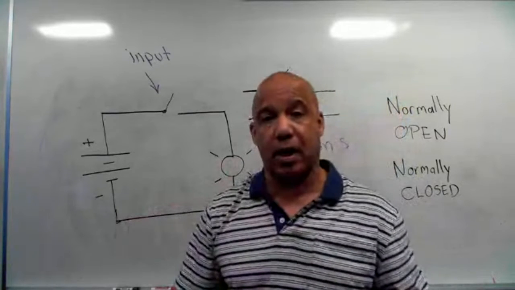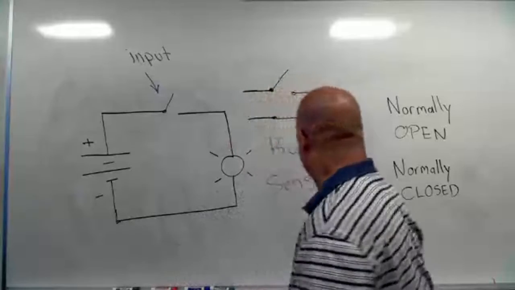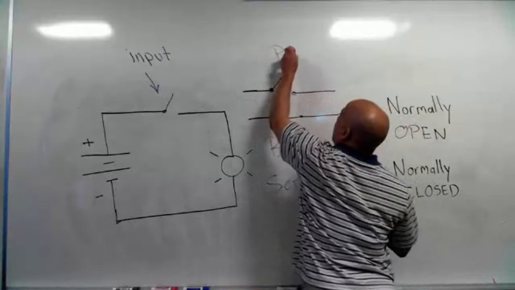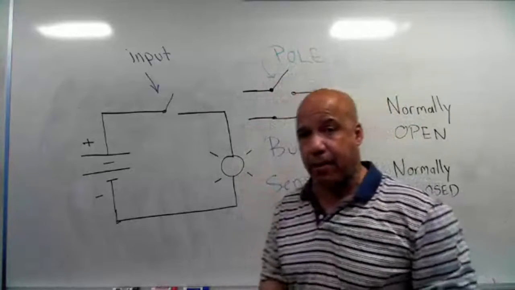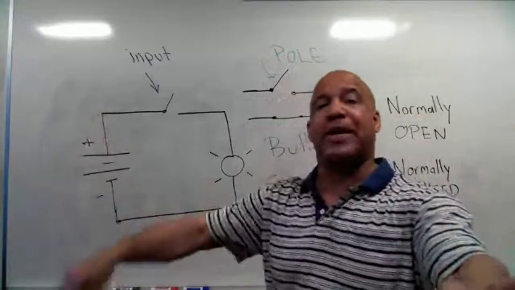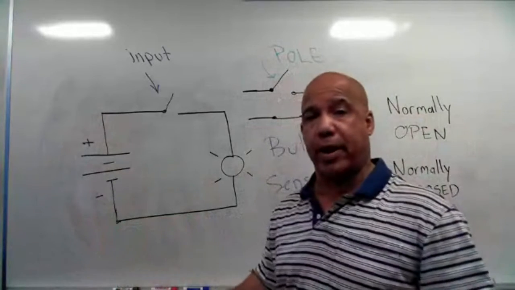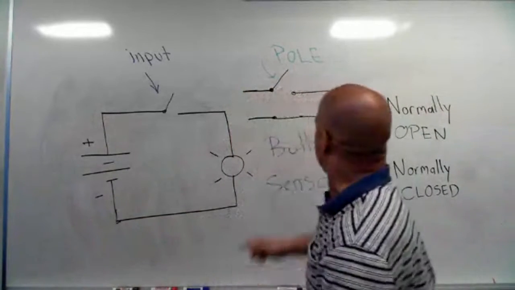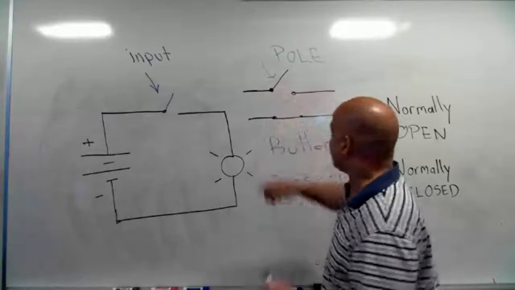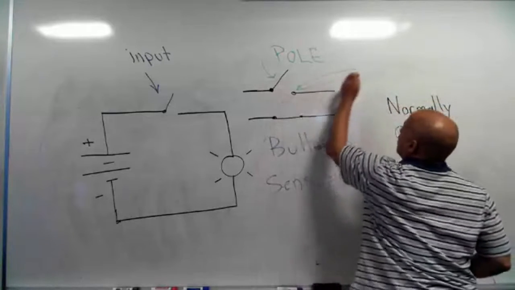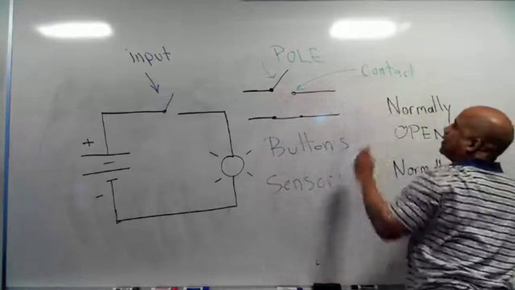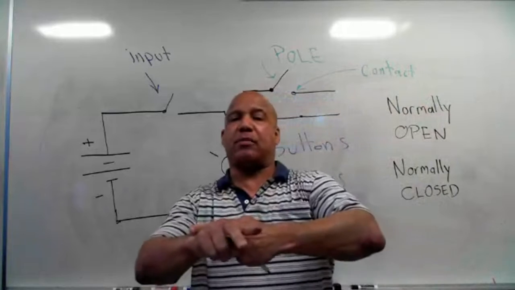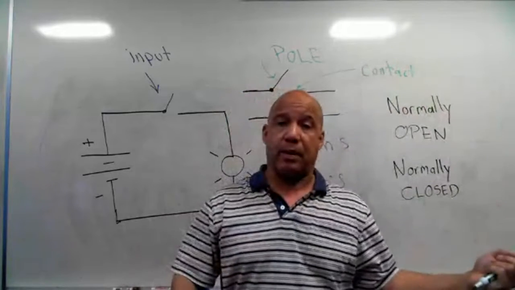The mechanical device that actually moves when you turn your bedroom light switch off or on is called a pole, P-O-L-E. Make sure you're writing this down. And the thing that you connect to when you move the pole is called a contact. That's the part of the switch that the pole touches when you close it, or goes away from when you open it.